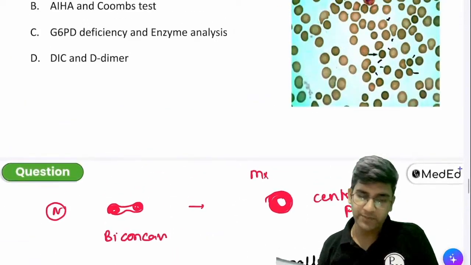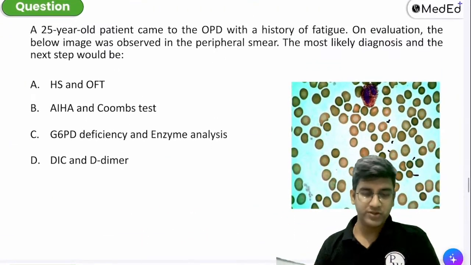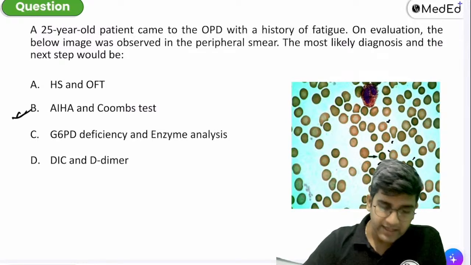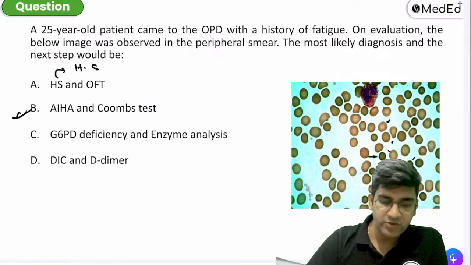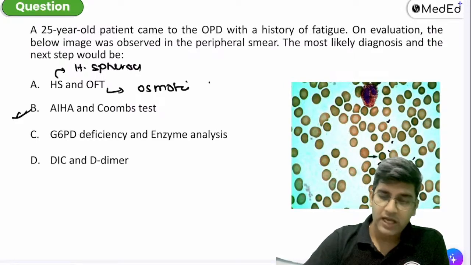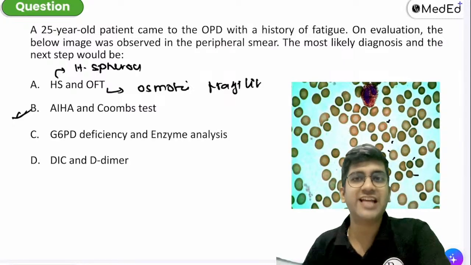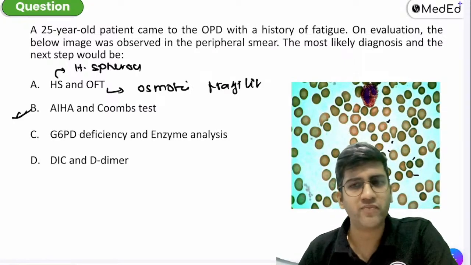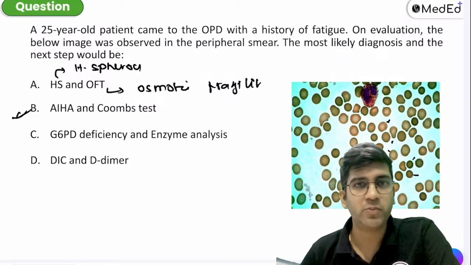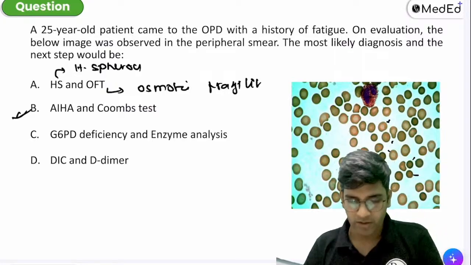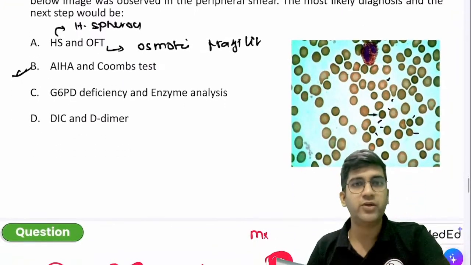Let's go back to the question. A 25-year-old with spherocytes. HS stands for hereditary spherocytosis. OFT stands for osmotic fragility test. I won't do this first. My first diagnosis is always the acquired one, not the genetic one. So obviously I'll think of autoimmune hemolytic anemia and a Coombs test. That's the way you're going to diagnose that.